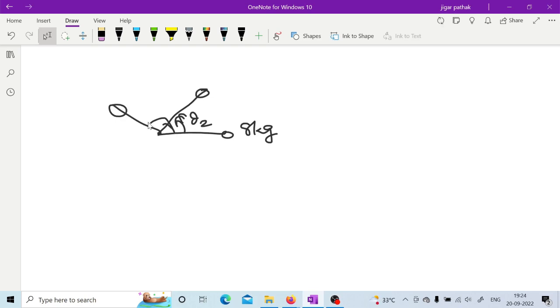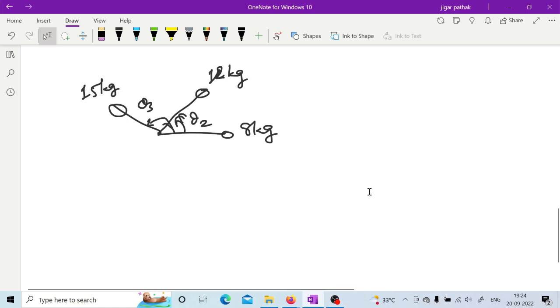One second, and let us say this is theta 3. This is 12 kg, and this may be 15 kg, right? So from the data given here, your theta 1 is 0, and it is told that the system is in static balance, so you need not provide extra mass. What you need to find is just theta 2 and theta 3. So can you try to solve this?